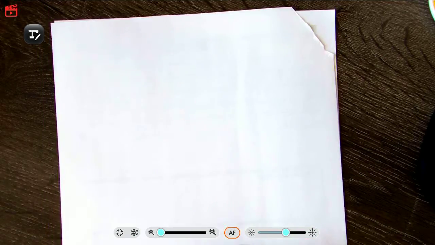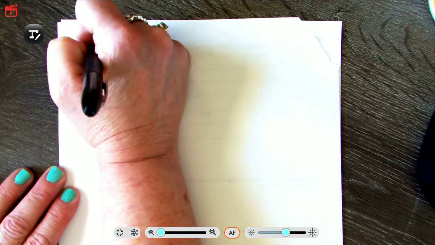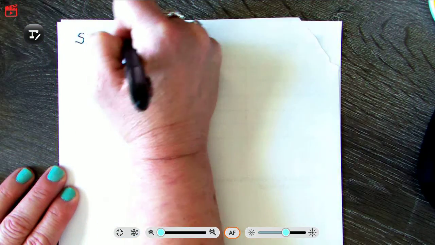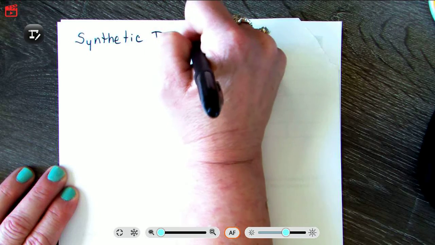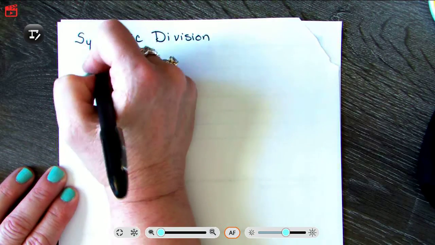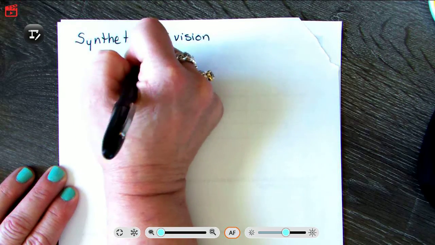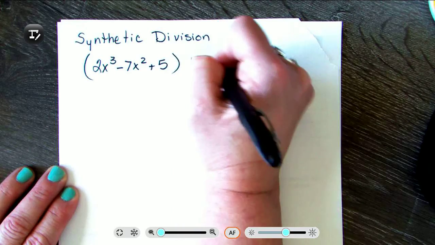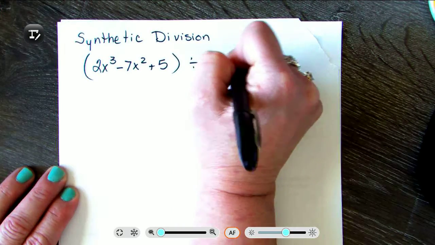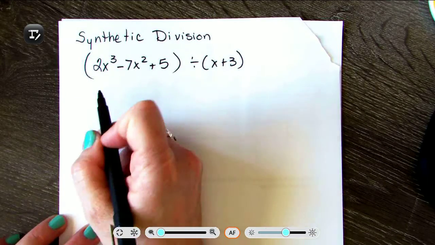All right, I do want to do one more synthetic division problem for you so you can see it again. That was kind of the shortcut way of dividing polynomials. And we are going to take 2x cubed minus 7x squared plus 5, and we are going to divide it by x plus 3. Okay, now remind ourselves how to do this.